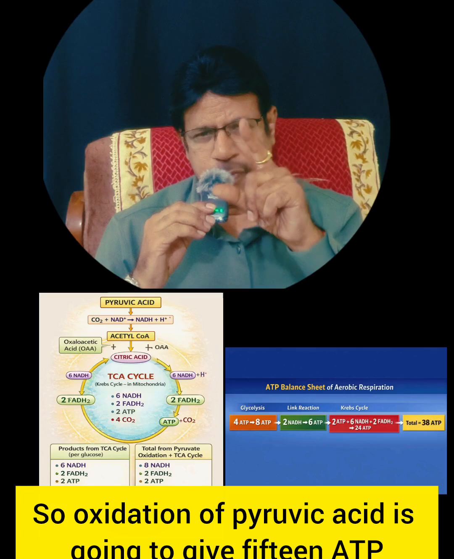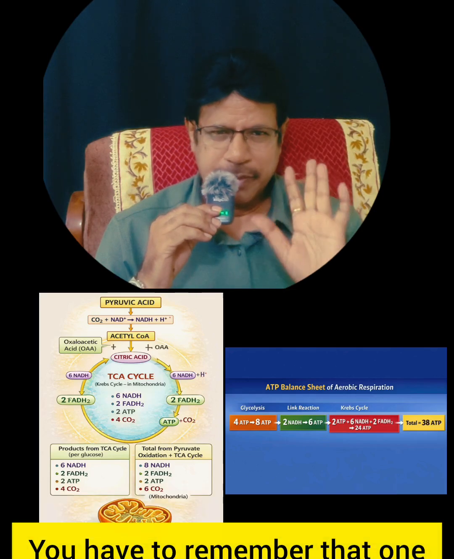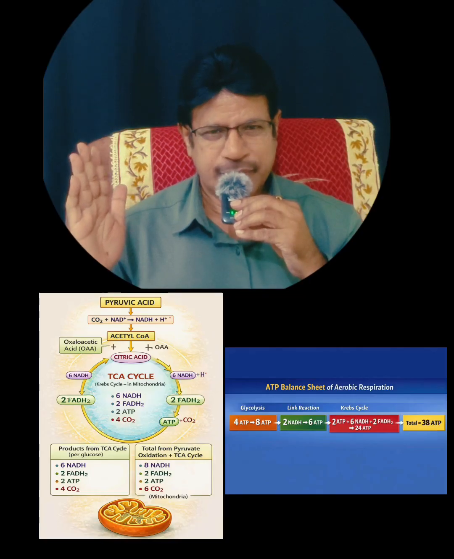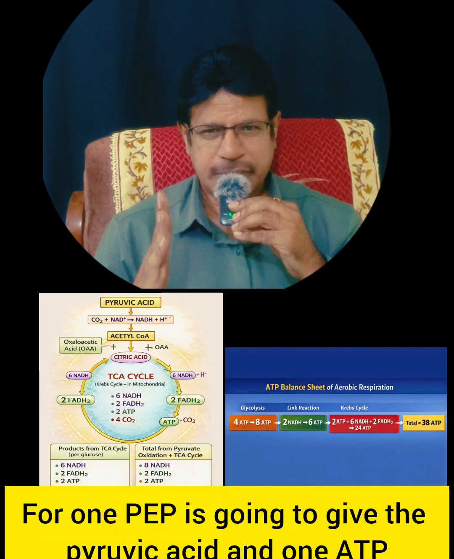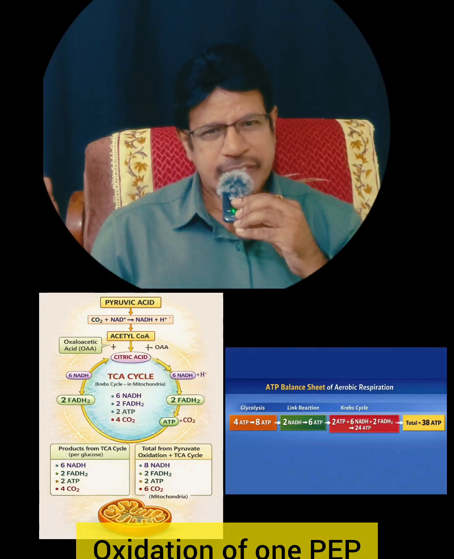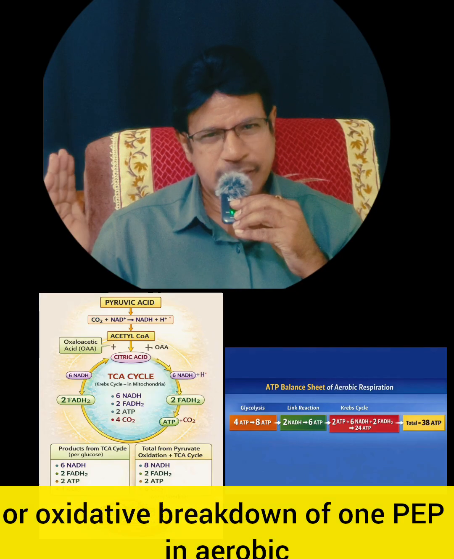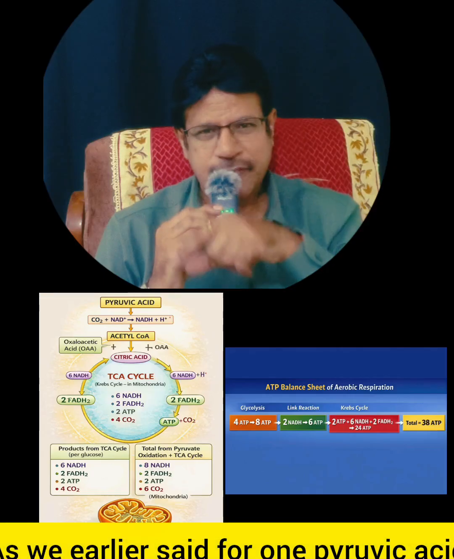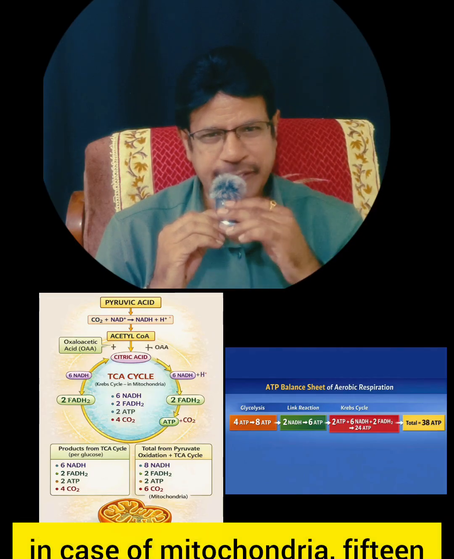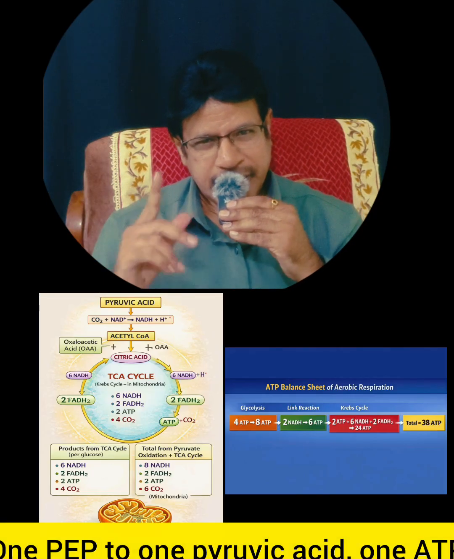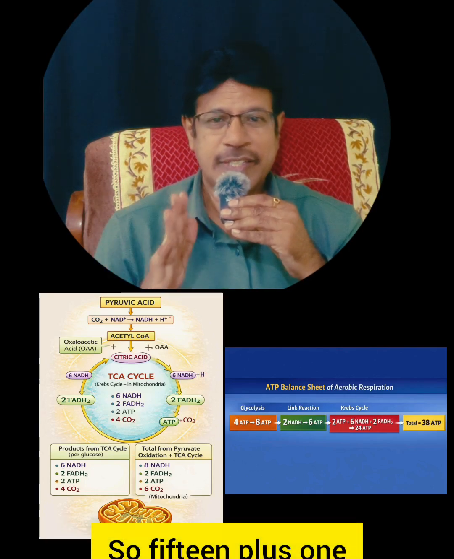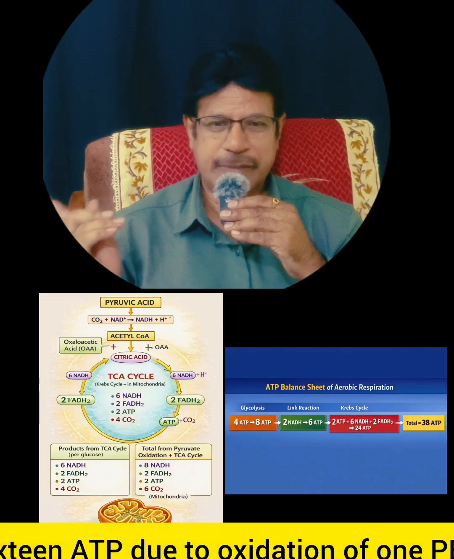So oxidation of pyruvic acid is going to give 15 ATP. You have to remember that one. Now you come to glycolysis. 1 PEP is going to give pyruvic acid and 1 ATP. Oxidation or oxidative breakdown of 1 PEP in aerobic respiration is going to yield how many ATP? As I said earlier, for 1 pyruvic acid in mitochondria, 15. 1 PEP to 1 pyruvic acid gives 1 ATP. We have to add this 1 ATP. So 15 plus 1, 16 ATP due to oxidation of 1 PEP.